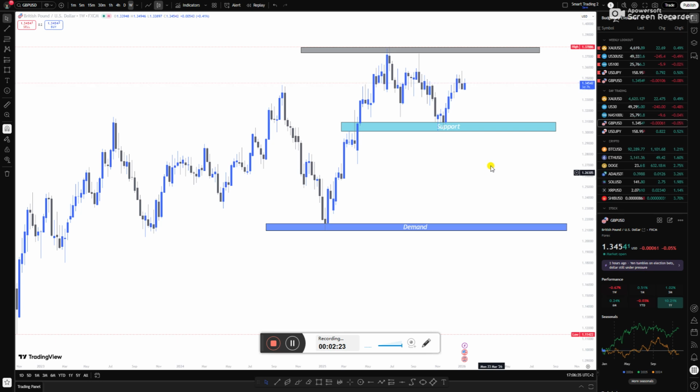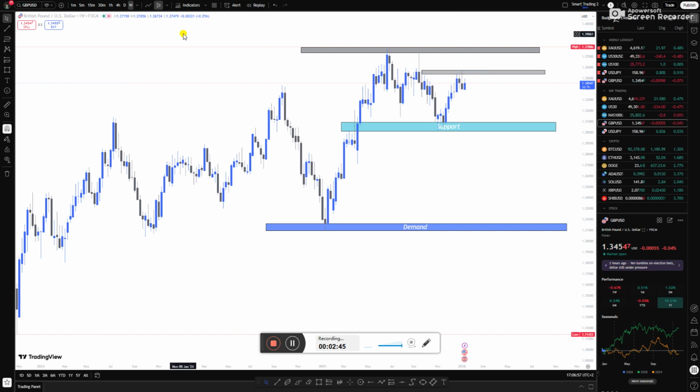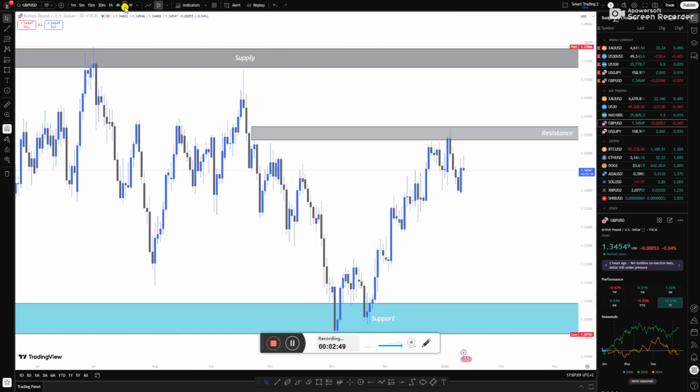It's our support. So since we've marked our demand, supply, and support, our resistance over here we didn't mark, so let's just mark it. I don't like making my chart dirty, you feel me? But I just want to make it for everyone so that they can understand. Now we're gonna jump to a lower time frame, which is our daily time frame.